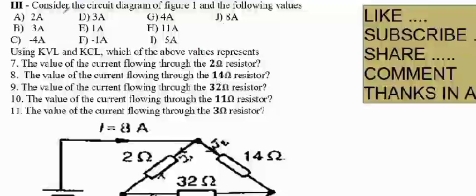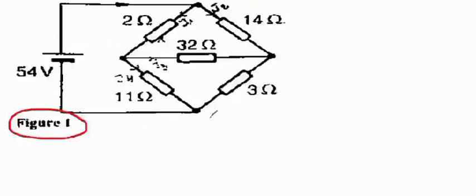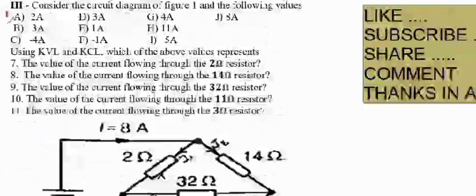So today we are going to be looking at a question taken from the course Electrostatics and Electrokinetics, which is studied in the Higher Technical Teachers Training College of the University of Bamenda. The question goes thus: consider the circuit diagram of figure 1 and the following values. This is figure 1 and these are their values given from A to J.